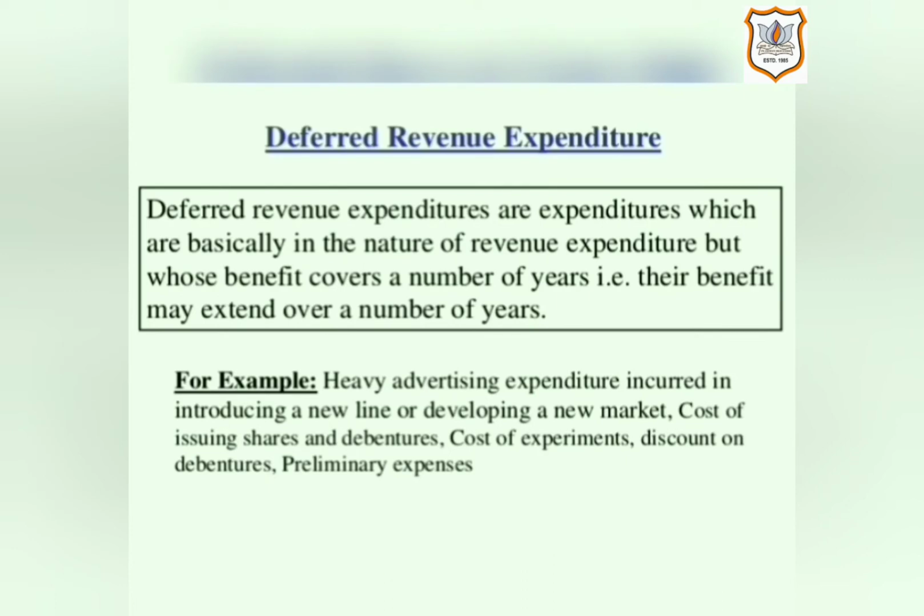The amount which remains unwritten-off at the end of any particular year is deferred revenue expenditure, which is put as an asset in the balance sheet.